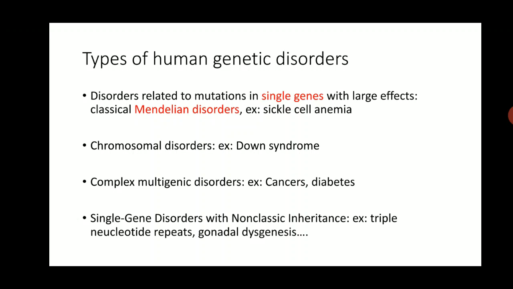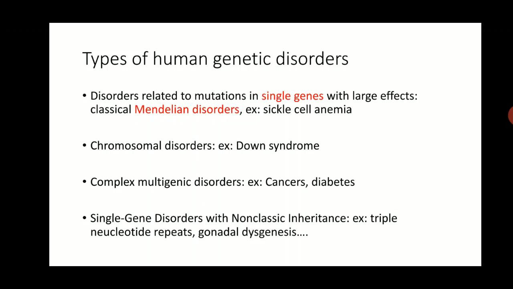There are disorders known as chromosomal disorders, the best example of which is Down syndrome. Here, one or multiple chromosomes are involved in the disorder. Then we have disorders like cancers and diabetes, which involve multiple genes. A single gene is not involved, rather multiple genes, when mutated along with certain environmental factors, give rise to this kind of disease. So they are sometimes also known as complex multifactorial disorders or complex multigenic disorders.